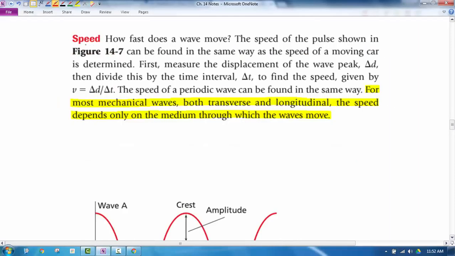Okay, so we're going to talk about speed of waves, all right? Now, when we talk about speed of waves, we're just going to be using our regular distance over time, so it's not complicated. But one thing that is complicated, and I highlighted it here, something that's maybe counterintuitive, is for mechanical waves, both transverse and longitudinal, the speed depends only on the medium through which it travels. So for a sound wave, for example, it always moves at 343 meters per second through air.